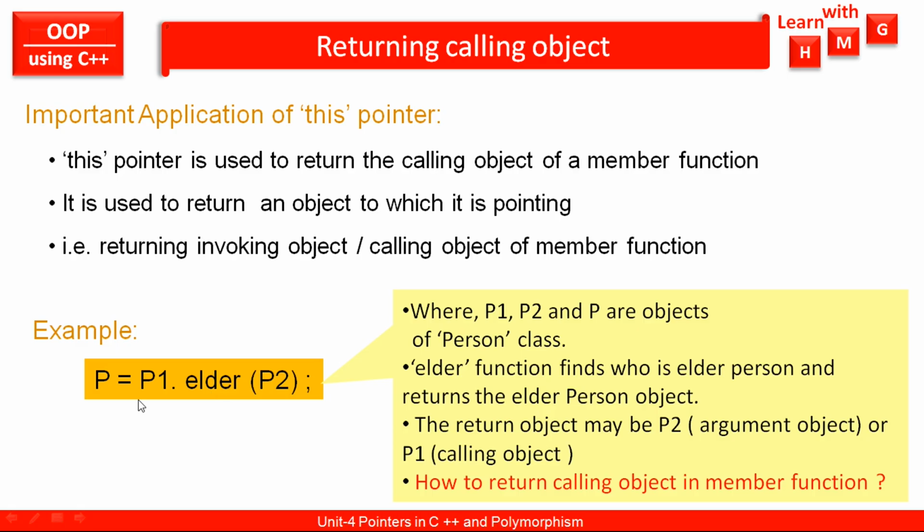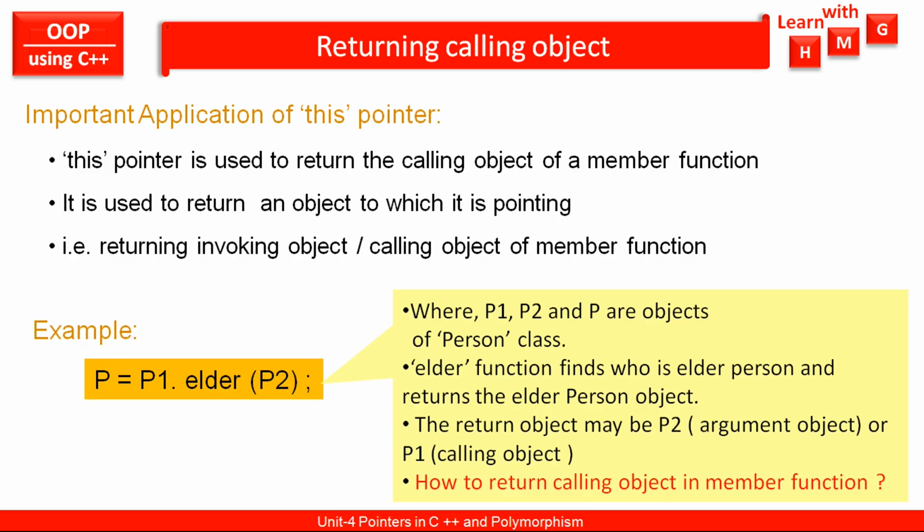This elder function accepts one object, that is P2, as an argument, and the elder function is called by the object P1. So the returned object may be P2, that is the argument object, or P1, that is the calling object. Out of P1 and P2, P1 is the calling object because it is calling the elder function using the dot operator, and P2 is known as the argument object because it is passed as an argument to the elder function.